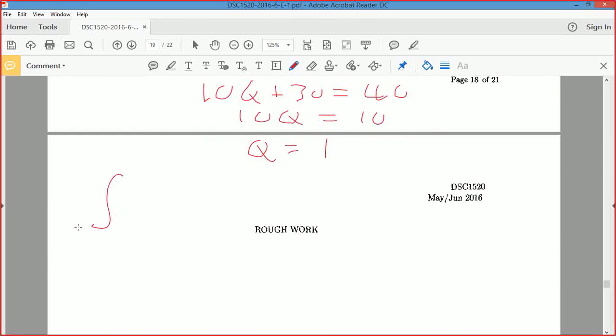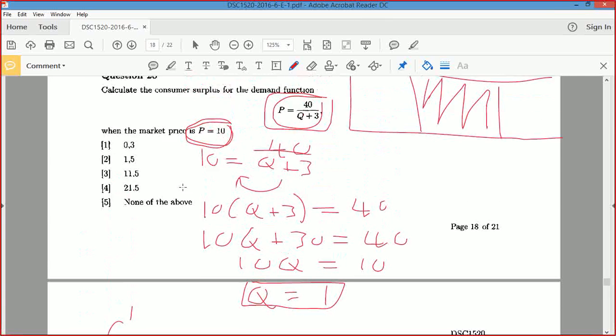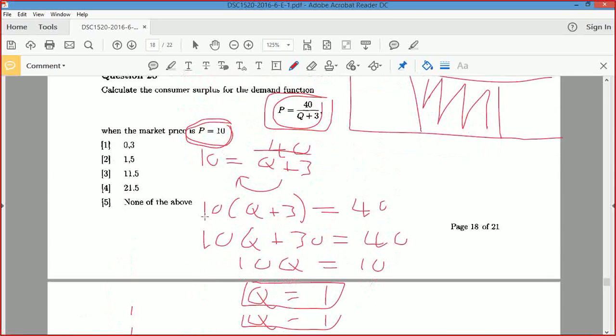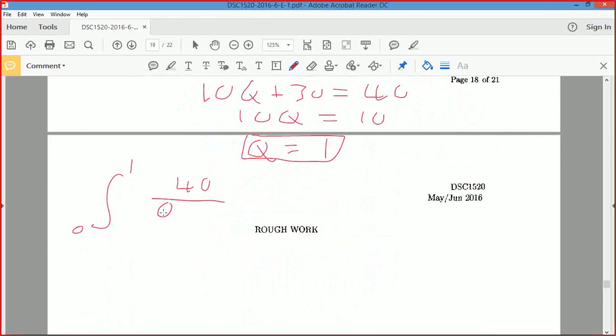Okay, so the integration from 0 to 1, because that's quantity. Okay, what was the function? 40 over Q plus 3. Okay, and this will be dq.